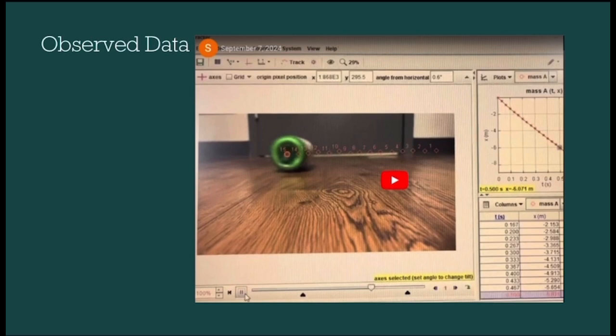Now here's the video of our circular object rolling across the floor at a constant velocity. By selecting the center of mass using these diamond icons for each frame of the video, we get the graph and the data points for our observed value of position based on time.